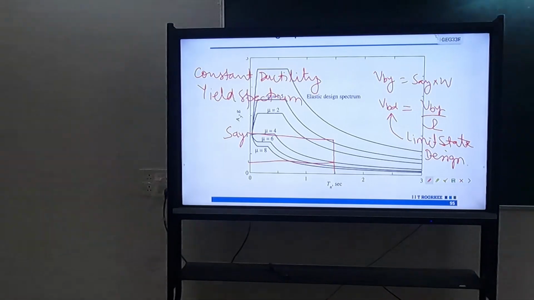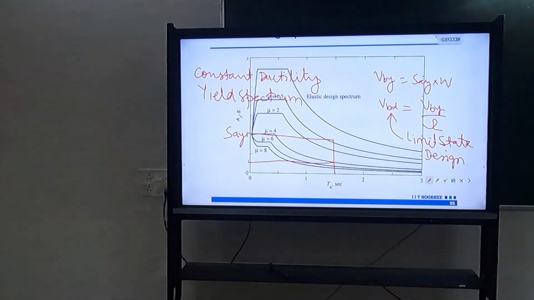Suppose that comes out to be less than this, meaning what you have originally designed is less than this. Then I will increase my ductility. No, in ductility you can't increase. Can you increase the ductility of a structure? How will you increase it? It means I will again modify my design requirements in that element.